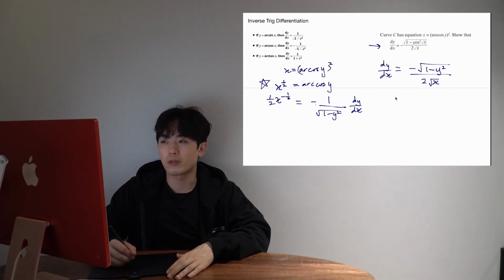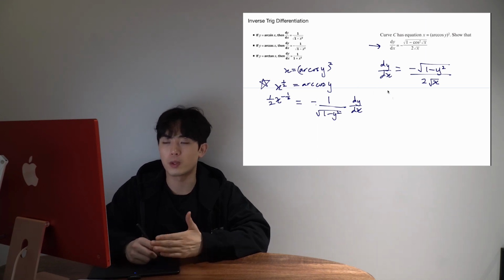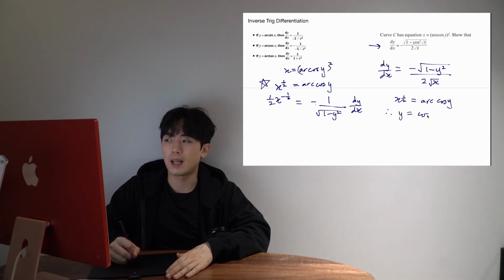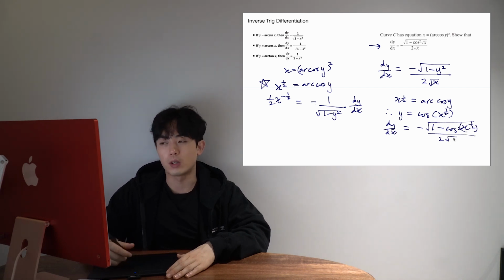The way we'd go about doing it is going back to this here, the one we started with, because this tells us the relationship between x and y. As you can see here, x to the half is arc cos y. Therefore, y is equal to cos of x to the half, which we can now replace back into our derivative. So dy by dx is equal to minus the square root of 1 minus cos squared x to the half, over 2 root x. And this is the answer they wanted earlier.